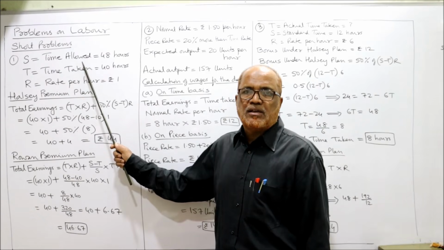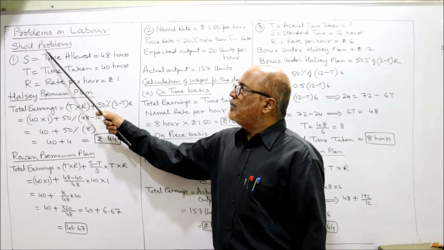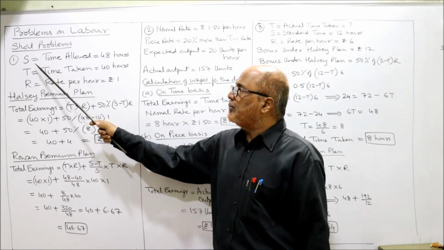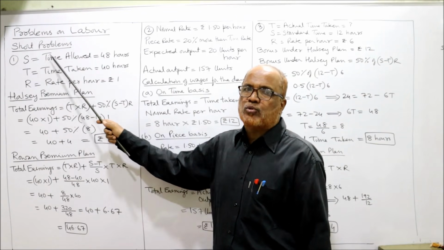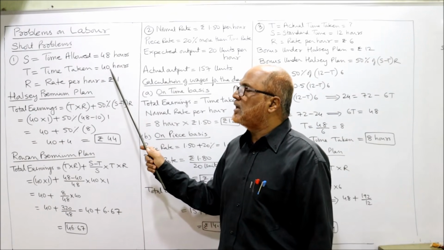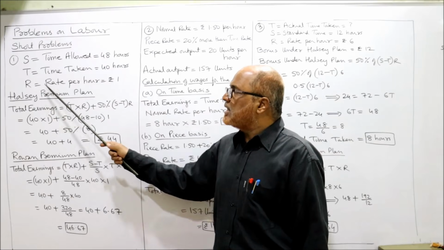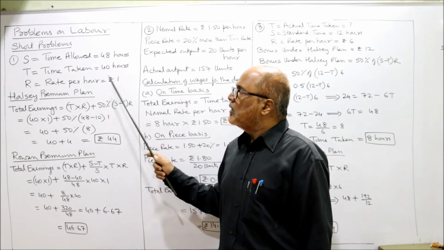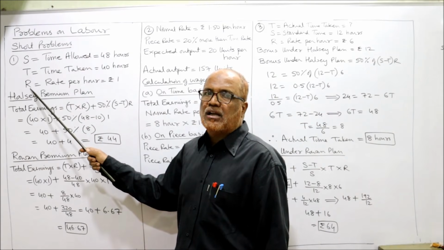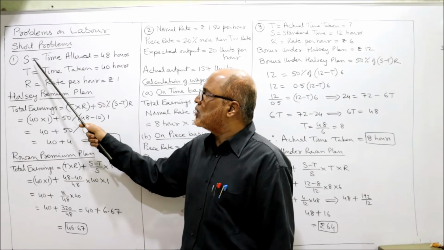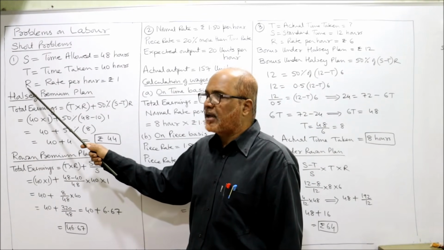So here you can see the solution. Problems on labor, short problems first. S is equal to time allowed, the standard time, 48 hours. T is equal to time taken, 40 hours. And R is the rate per hour, 1 rupee per hour. So we need S, T, R: standard time, actual time, and rate per hour.